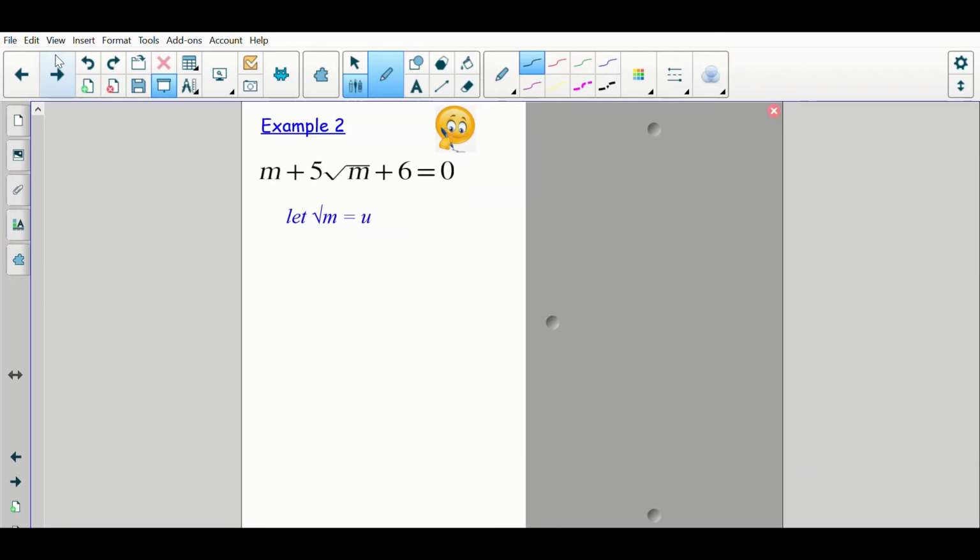Let's have a look at a slightly different example now. So now we've got an m and a square root of m and a constant on its own. So if we this time let the square root of m equal u, we can rewrite our equation as u squared plus 5u plus 6 equals 0. So if we remember, if u is equal to the square root of m, then u squared will be root m times root m, which is m. So now, like before, we can factorise.